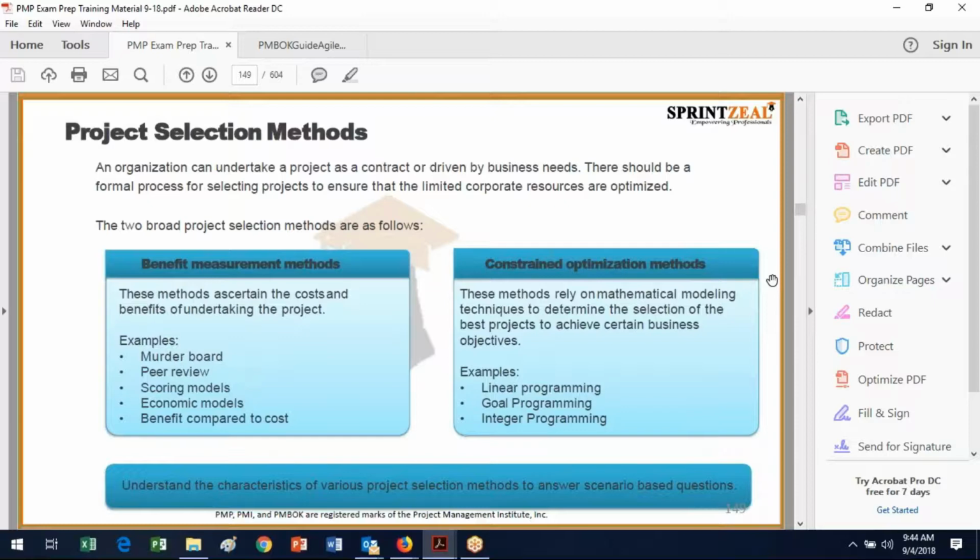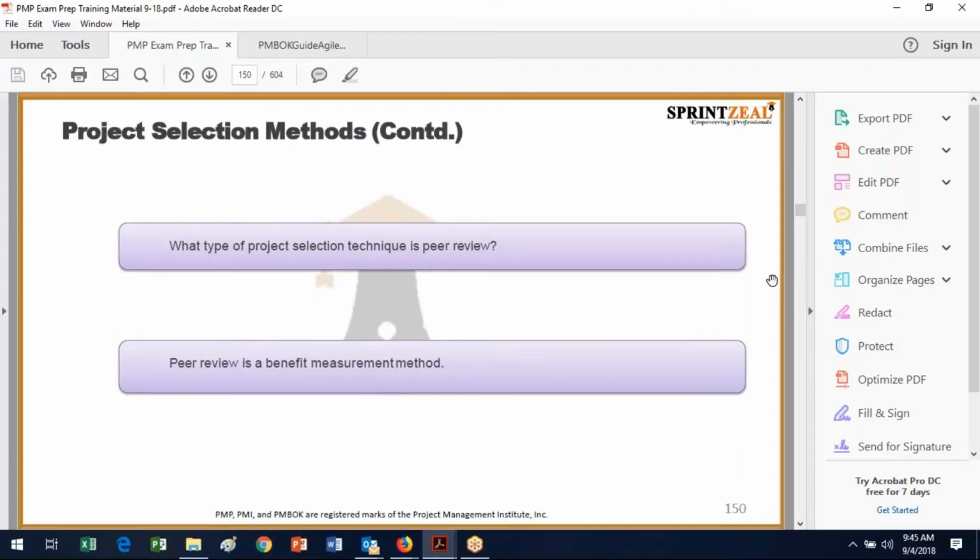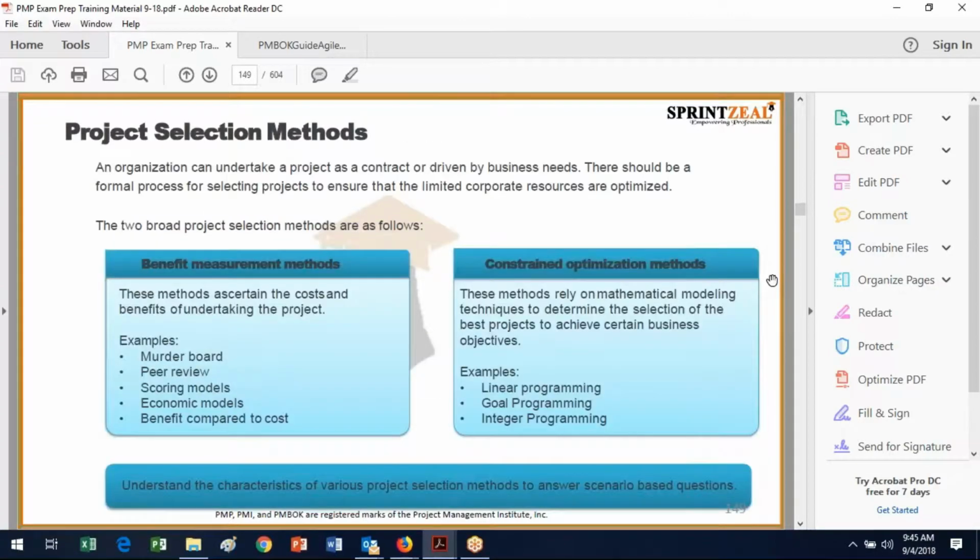If you're interested, however, you can Google those and look up further information, because it's always good to have more tools in your toolbox. But again, you want to understand the characteristics of the various selection methods to answer scenario kind of questions. So these are what are utilized in looking at a project. Well, they can be utilized. They don't all have to be utilized. And in fact, you might use a completely different set of selection methods, but these are potentials.